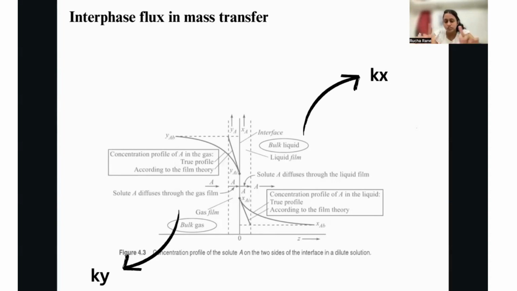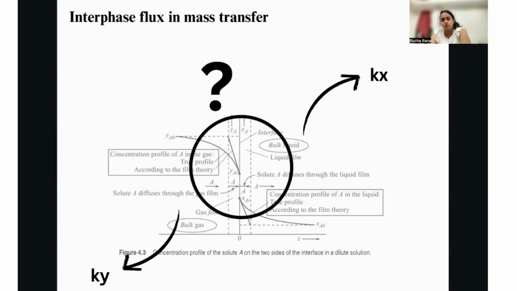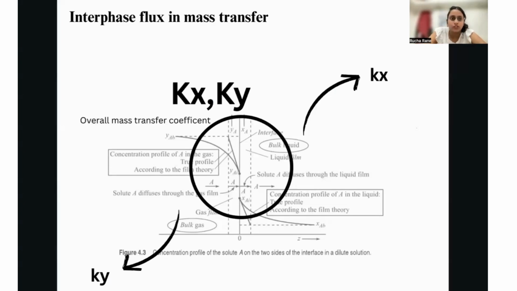But what do you think is the problem here? The problem is that yai or ybi, the interface concentration, cannot be practically determined. This is the interface, so this concentration cannot be practically determined. So for that, we came up with the term overall mass transfer coefficient, which is denoted as capital Kx, capital Ky.